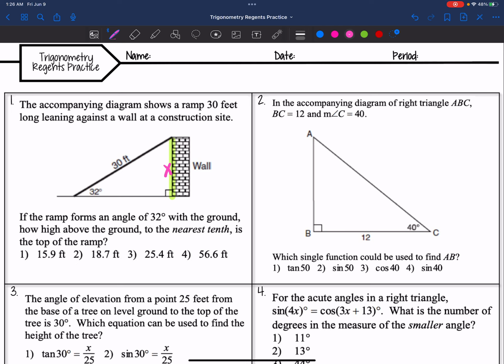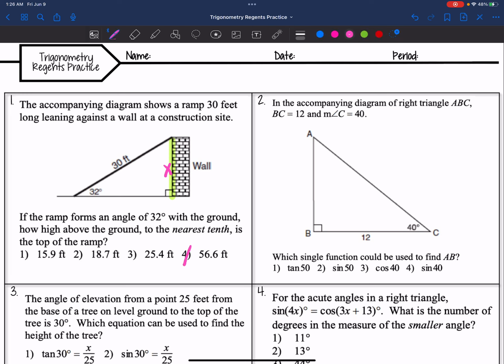Now, this is multiple choice. So you know that I am going to first start by figuring out what can I eliminate based on the markings. I see that I have a right triangle. I see that my hypotenuse is 30 feet because it's opposite my right angle. So I know that that has to be my longest side. So if I'm being strategic, I know immediately I'm getting rid of number 4.